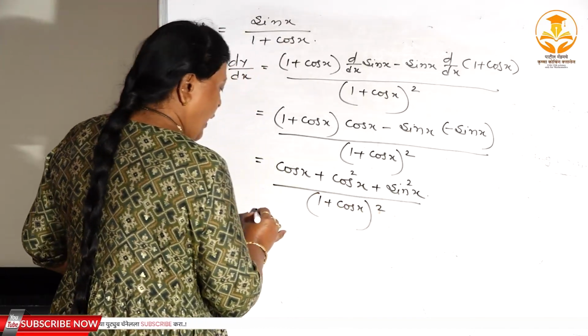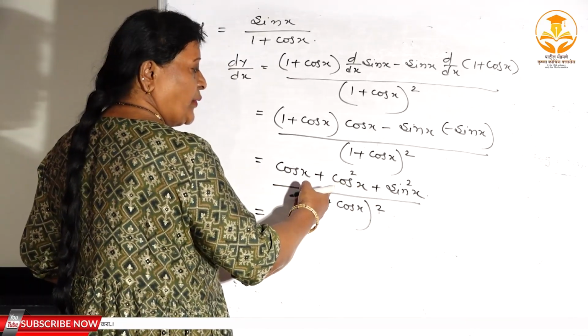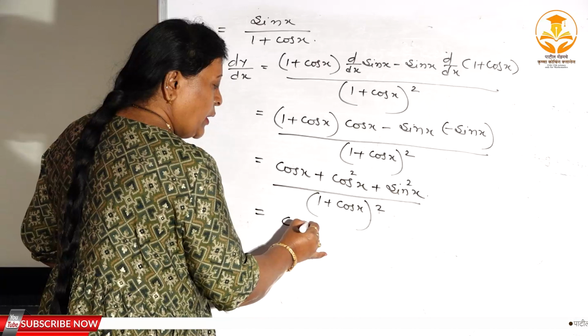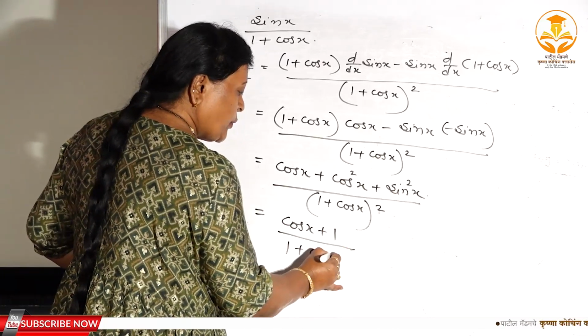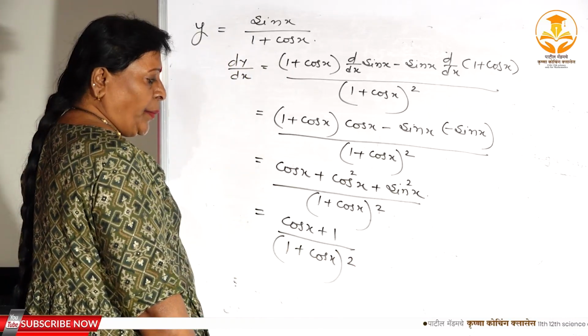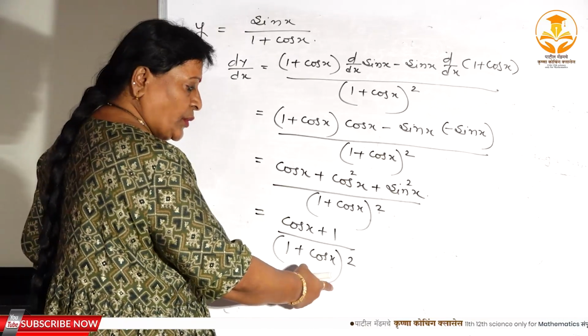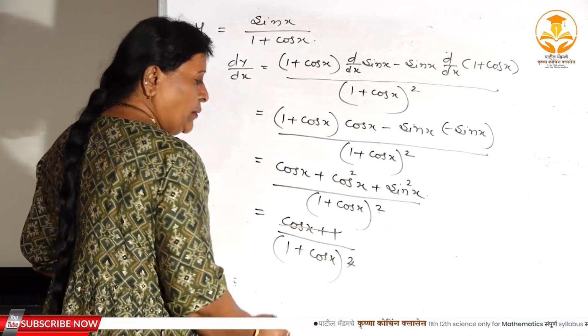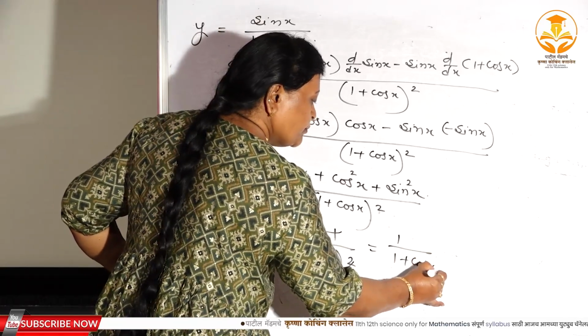Right? Now again, if you observe this, sin square x plus cos square x, that is equal to 1. Therefore here you have got cos x plus 1 divided by 1 plus cos x whole square. Now same term in the numerator, same term in the denominator get cancelled. Here 1 plus cos x, and here also 1 plus cos x whole square. One term get cancelled. What remains? 1 upon 1 plus cos x. Isn't it?